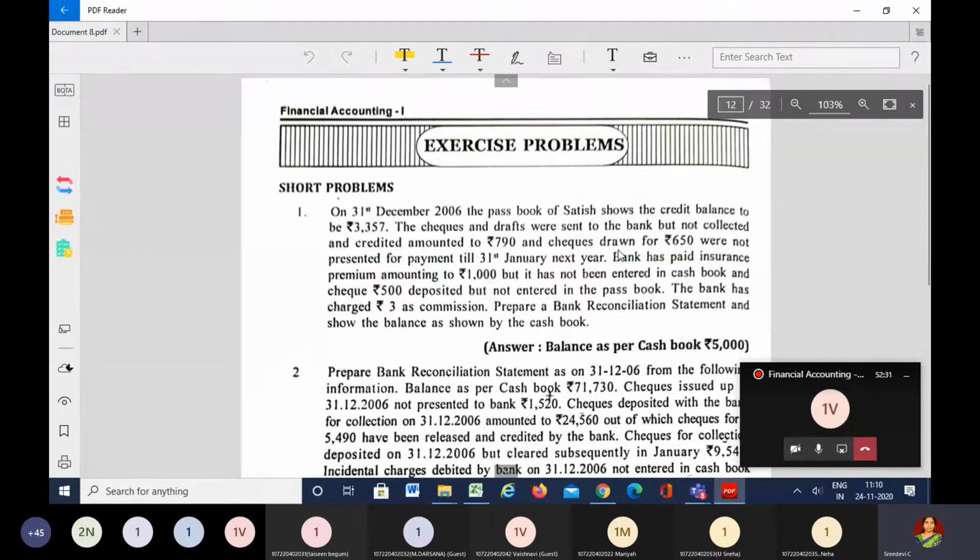So what is the meaning of drawn here? Withdrawal. Withdrawal means unless and until we issue, we cannot withdraw, right? Yes, ma'am. So the other name for drawn is issued. So checks drawn means checks issued. Checks drawn for ₹650 were not presented for payment till 31st of January, that is next year. But we are doing this as on which date? 31st of December 2006. So till next month the checks have not been presented for payment, and here the amount of the checks issued is 650.